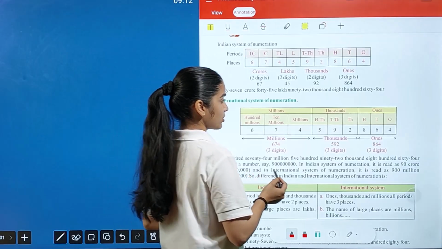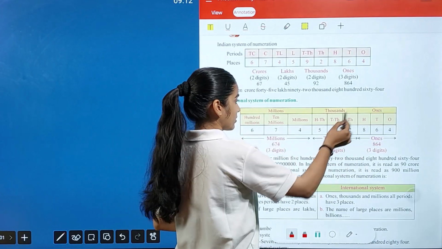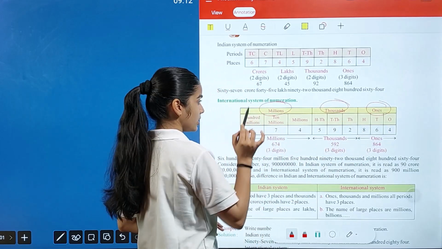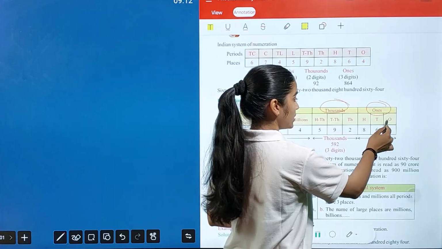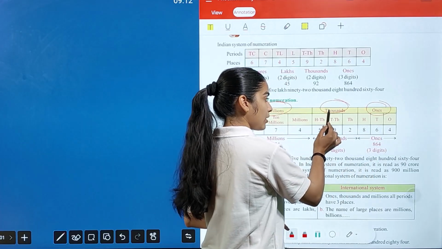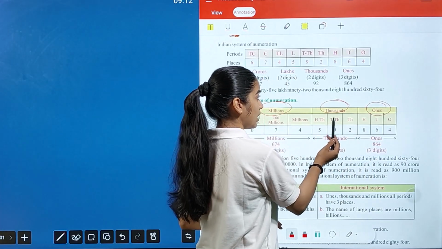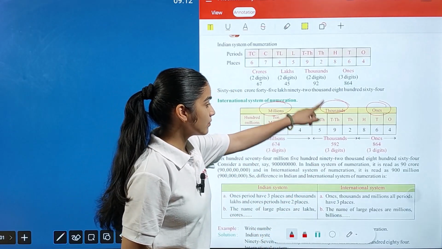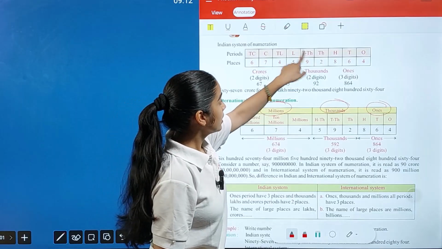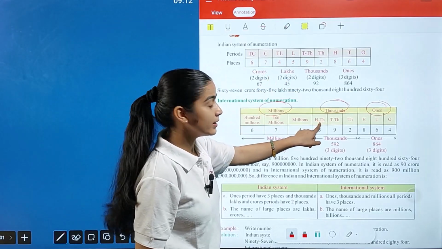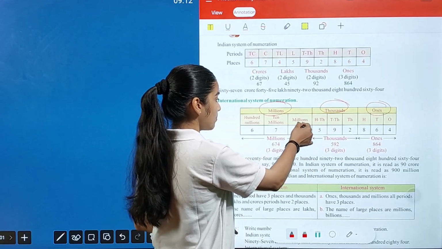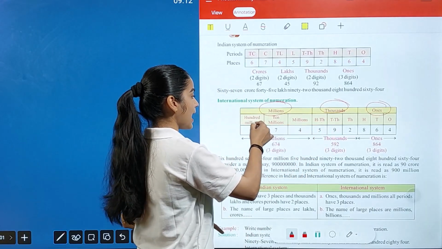In the international system, we have three sections, three parts: ones, thousands, and millions. In the ones section, we have ones, tens, and hundred. In the thousand section, we have thousand and 10,000. The difference between Indian and international is that after 10,000, we are not shifting to the lakh, we are shifting to 100,000. And after 100,000, we shift to the millions, then 10 millions and 100 millions.